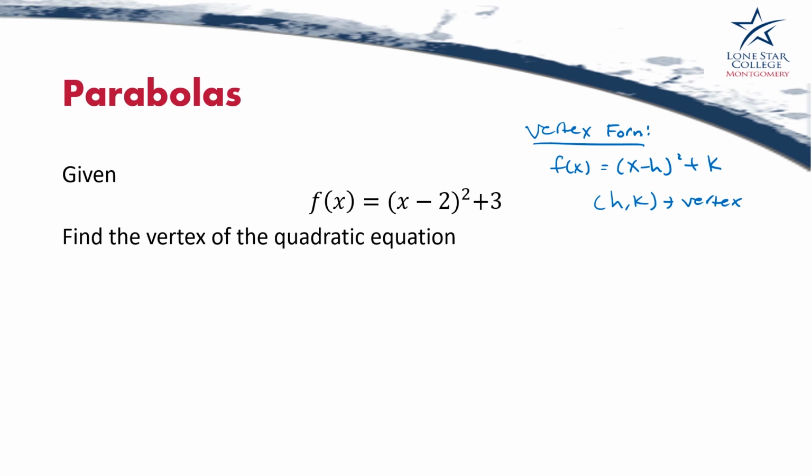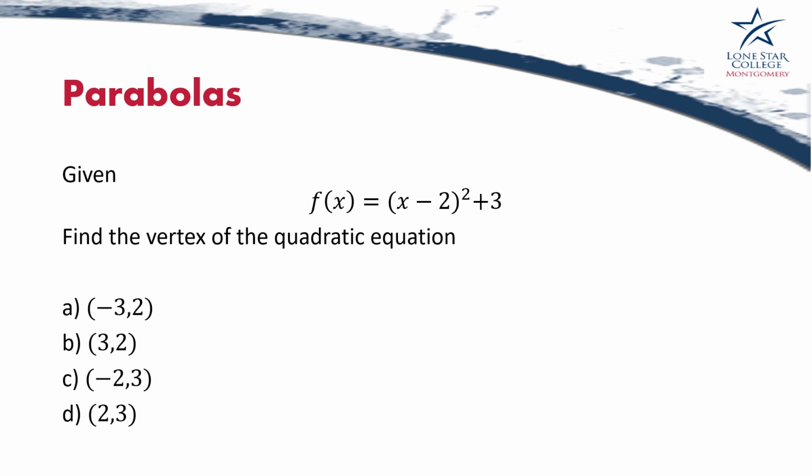So in this case, our vertex would be the h value, which is inside the parentheses, that's 2, and the k is the outside, which is 3. The reason it's just 2 and not negative 2 is because, by default, our equation has a negative h. So if you see a negative 2, you assume the h is just 2, not negative 2. So our vertex is just 2 comma 3. Answer choice D.